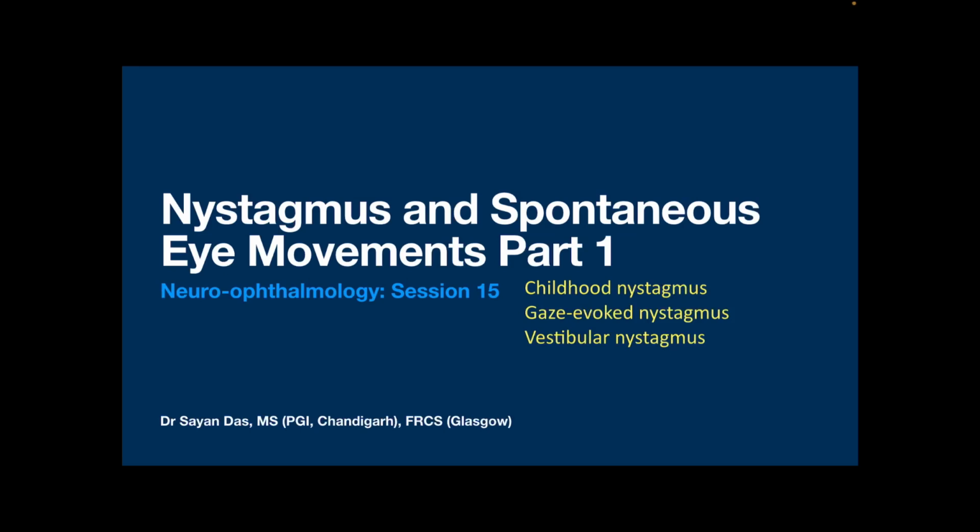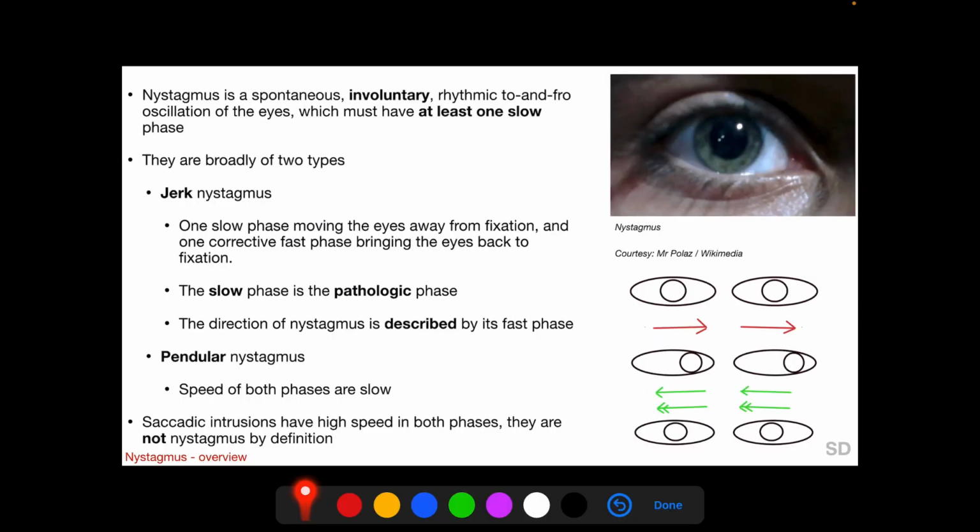Welcome. In this and the next session, we will be focusing our discussion on spontaneous eye movements. And in this session, we will be restricting our discussion to the major forms of nystagmus: childhood, gaze-evoked and vestibular nystagmus. In the next session, we will be discussing the other important forms of nystagmus and also the nystagmoid spontaneous eye movements.